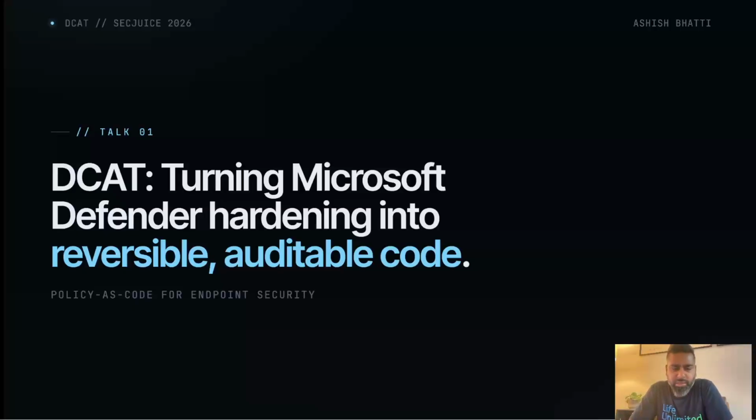My name is Ashish Bhatti, and for the next 15 minutes, I want to talk to you about a problem that almost every security team has, but almost nobody measures and almost nobody has good tooling for: configuration drift on Microsoft Defender, and a small open source framework that I built. It's called DCAT, and it tries to do something about it.